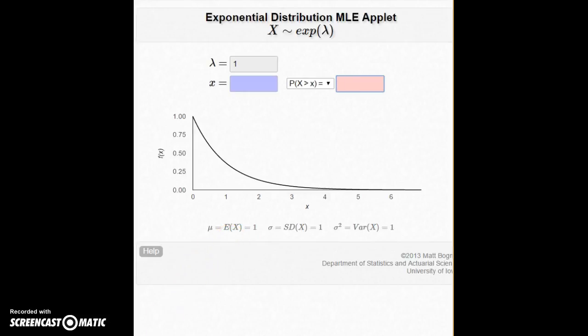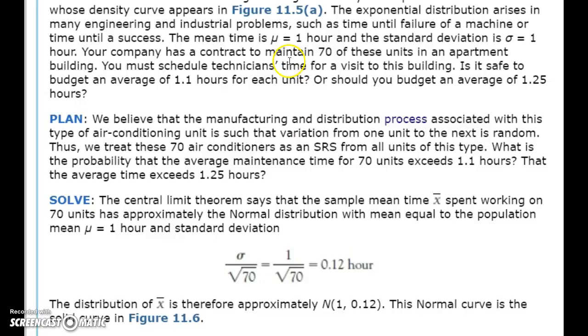We can handle that. What we want information on is when we take a sample of 70 randomly chosen air conditioners, that's what we're going to assume that we have here. Where do we expect the average to be? What do we expect the average time of these 70 units to be, knowing that the original population has a mean of 1 hour and standard deviation of 1 hour in terms of fixing time. So if we budget 1.1, what's the chance that we're actually going to go over budget? What if we budget 1.25?